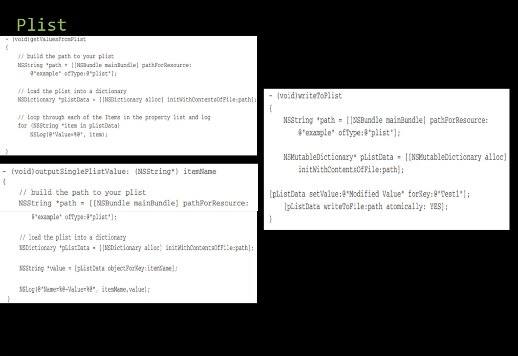So for that purpose, we have written a for loop here. In the for loop, what happens? Each of the items that is there in your plist will be accessed. Okay, so this is the first function, that is, you're getting the value from the plist. Here you can see the name of the function is getValueFromPlist.